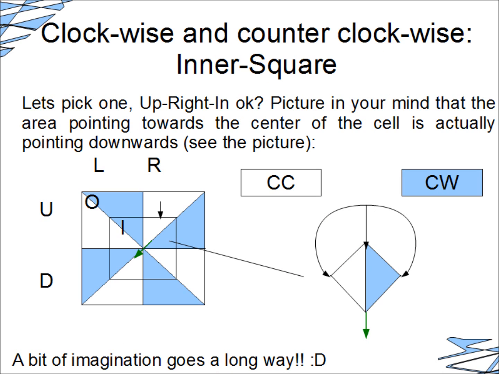Here's a more down-to-earth example. We just pick one of these places. Let's just say we're going to pick that right up inner square. And we just have to make sure that the part that points towards the center is pointed down in our minds. And that's it. We just position ourselves on top of it and rotate either clockwise to the white area or counterclockwise to the blue area.